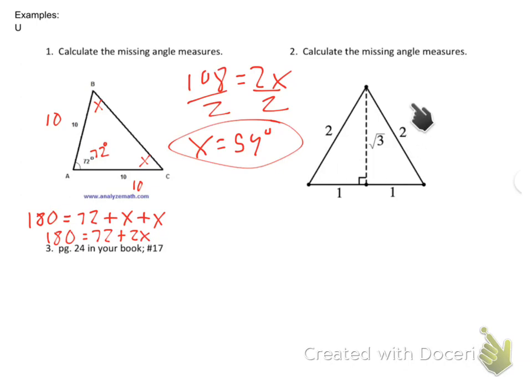Next problem. Calculate the missing angle measures, which happens to be all of the angle measures. Well, we know this one, right? So what does this one have to be? 90, because if it's right on one side, it has to be right on the other for a straight line. Good enough.